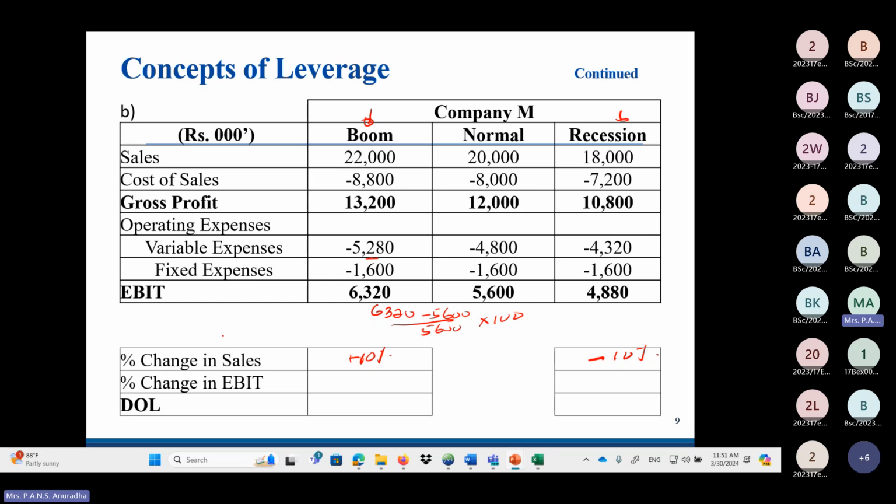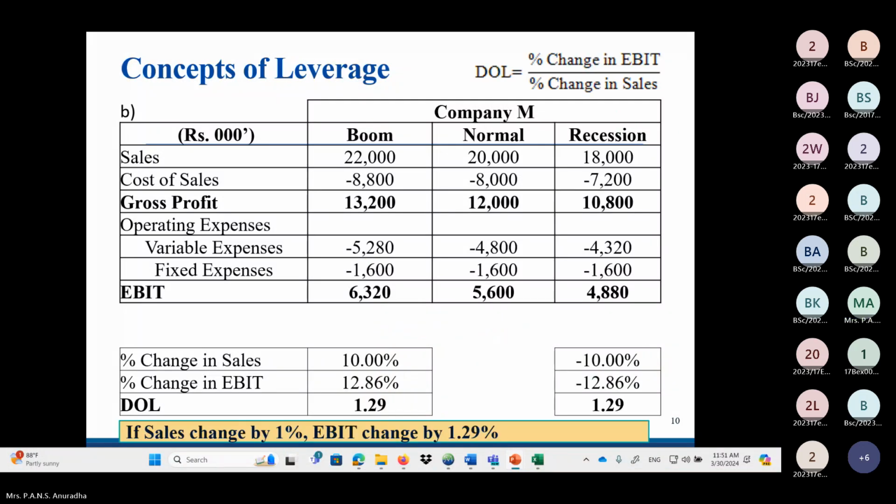So for the degree of operating leverage, look at the formula and calculate. The degree of operating leverage is equal to the percentage change in EBIT, 12.8, divided by the percentage change in sales. So you get the degree of operating leverage for the boom, which is 1.29. For the recession you also get the same answer, because the same change occurs. So it is also 1.29. This is for company M.